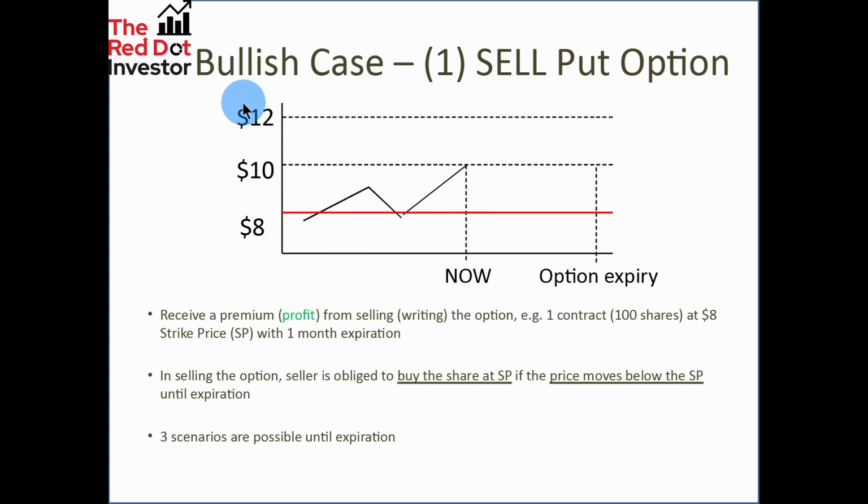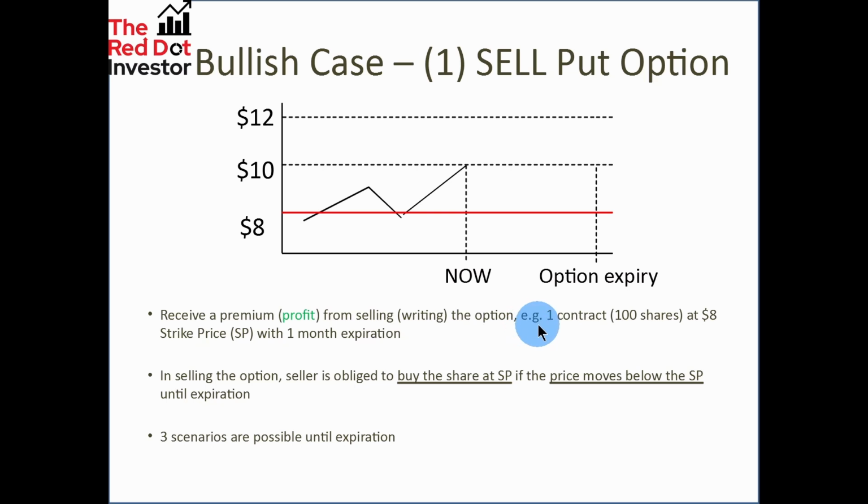And now assuming that we are bullish about a certain share price, which means that we believe that the share price will move up. So one of the possibilities is we can sell a put option. What does this mean? We become a seller of a put option, so therefore we receive a premium, which is a profit from selling or writing the option.